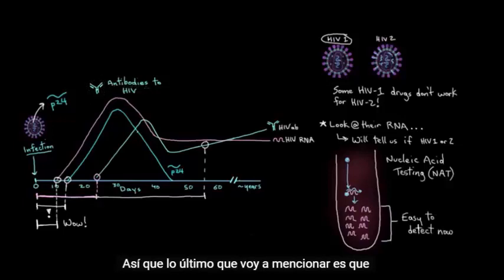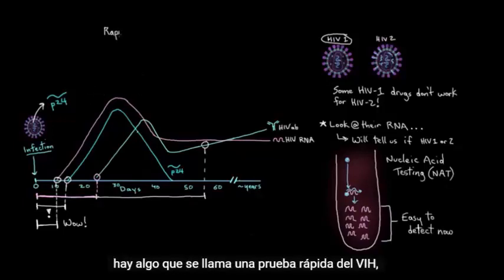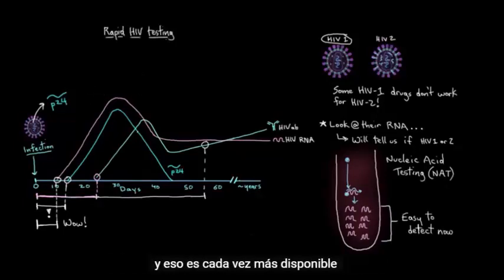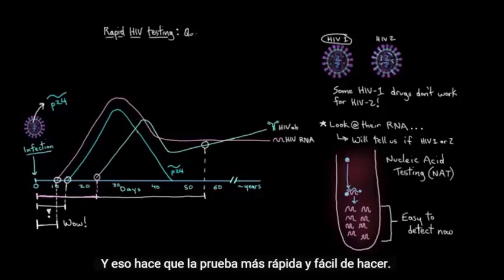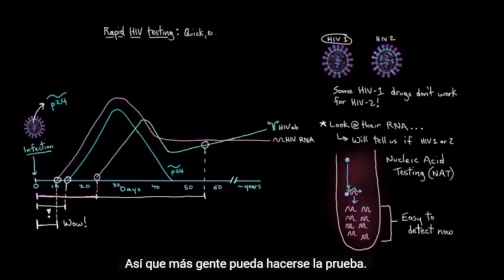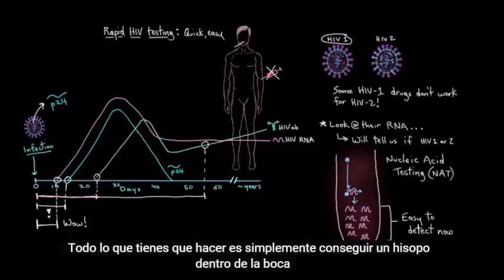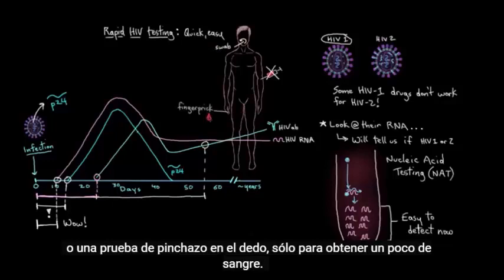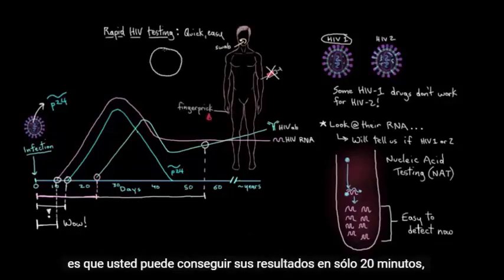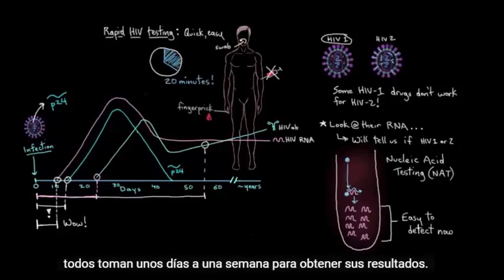So the last thing I'll mention is that there's something called rapid HIV testing, and that's becoming more and more available in more and more places, and that makes testing quicker and easier to do, so more people can get tested. And they're pretty simple. They're not a give a full vial of blood sort of test. All you have to do is just get a swab inside the mouth or a finger prick test just to get a little bit of blood. And the other awesome thing about them is that you can get your results in only about 20 minutes, whereas the tests I mentioned before all take a few days to a week to get your results.